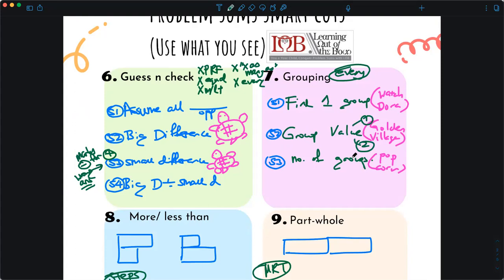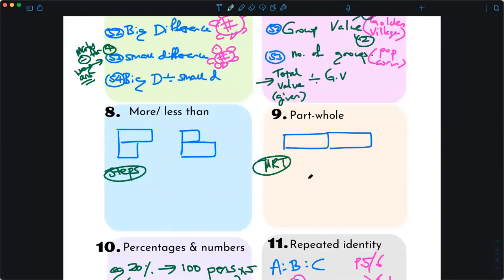For example, let's say you have 4 $1 coins and 1 50-cent coin. So the 5 coins can be one group value. At the same time, the dollar value of the money is also another group value. Then for the number of groups, you have the total value, which is normally given, divided by the group value.